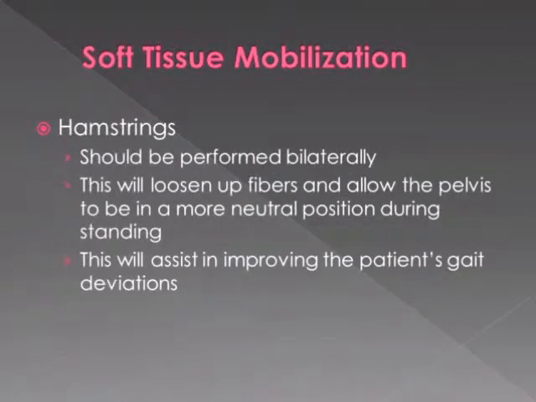I chose to do my soft tissue mobilization on the hamstrings. It should be performed bilaterally. This will loosen up the fibers and allow the pelvis to be in a more neutral position during standing. This will also assist in improving the patient's gait deviation.